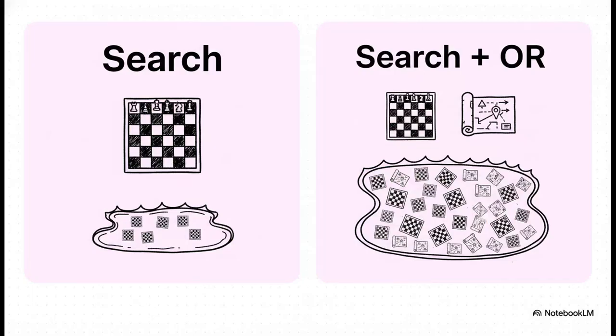And the effect is huge. If you just search for strategy, you're only going to get results with that one word. But if you know that tactics is a really similar term, searching for strategy OR tactics pulls in results for both. You get a much richer and more complete pool of information to work with.